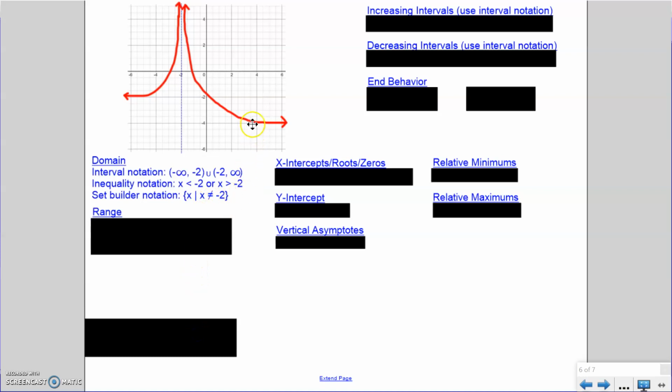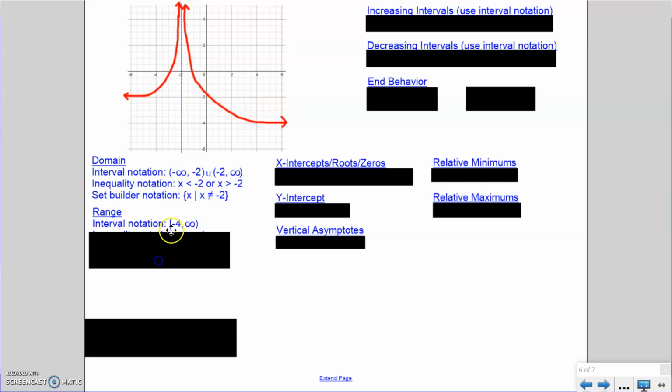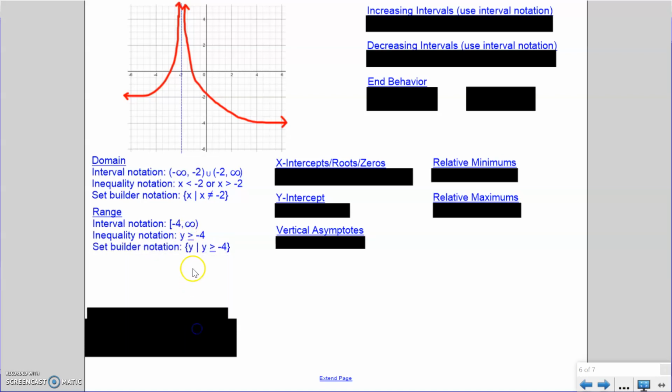Range, the lowest is -4, then it goes up forever because of the arrow, so -4 to infinity, and -4 is closed, infinity is always open. You could say the inequality, y is greater than or equal to -4, and then here's set builder, set all y such that y greater than or equal to -4.